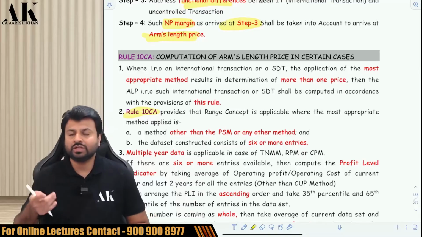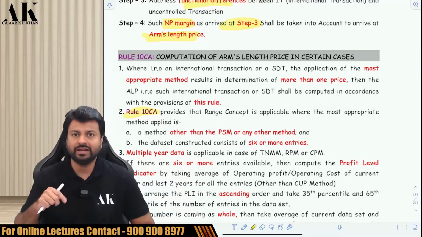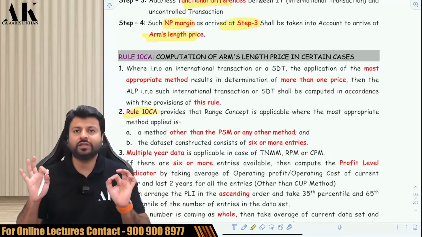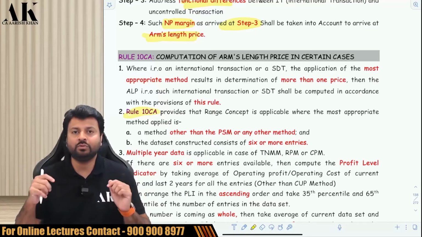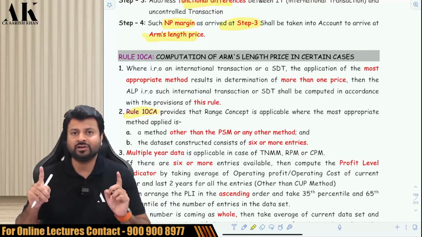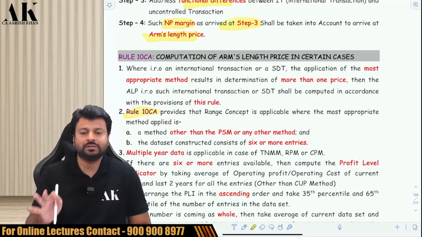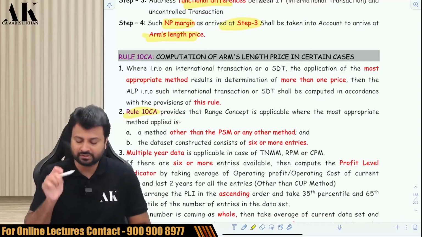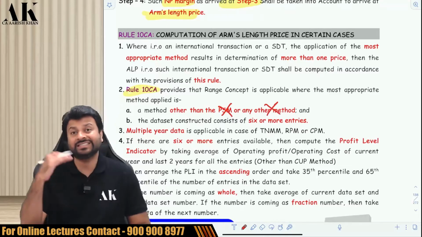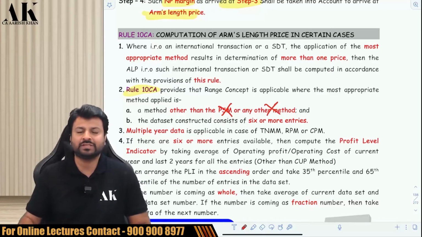Now the question is how to follow that, and which method is applicable, all those things we need to understand. So first of all, keep it in mind, I will say once again: if there is more than one arm's length price, then you have to follow the range concept to identify your correct arm's length price. Now, the range concept is not applicable in some circumstances. First of all, it is not applicable for the profit split method, and it is not applicable for the sixth method, which is any other method which can be prescribed by CBDT.